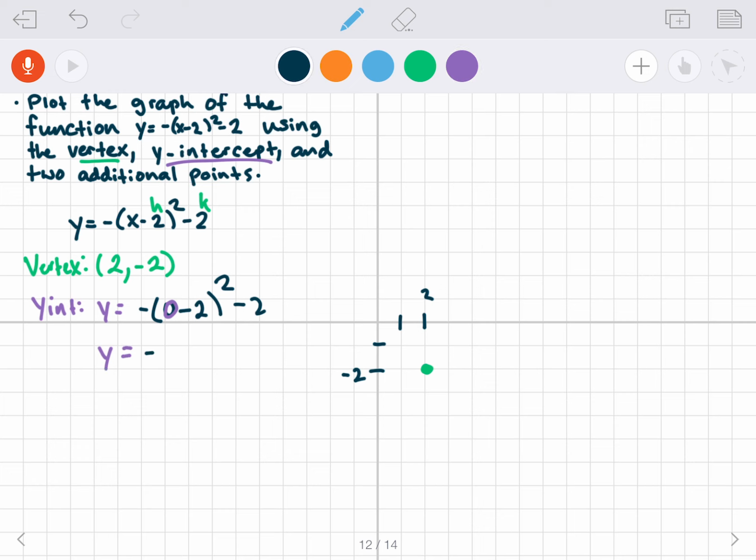So simplifying the inside, 0 minus 2 is -2. PEMDAS says I need to square this first. -2 squared is +4, so I have a -4 because of this negative, it's staying out there. -4 minus 2 is -6. So this is my y-intercept: -6. So when x is 0, y is -6.